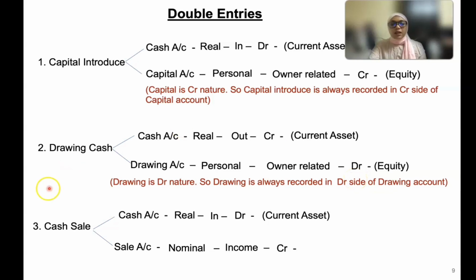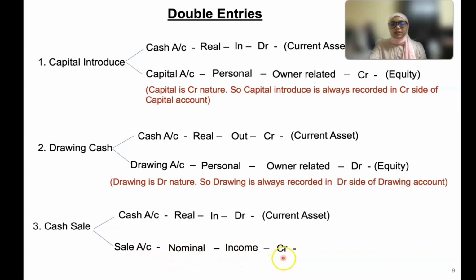Okay? Cash sale. If it is a cash sale, we will open two accounts. Cash account and sale account. Cash account is a real type of account. Business is receiving cash from this transaction. So it is in, we will record in the debit side. Sale. Sale is nominal.